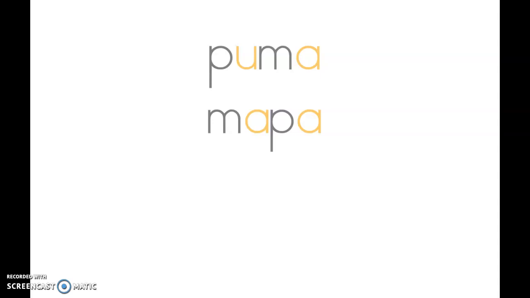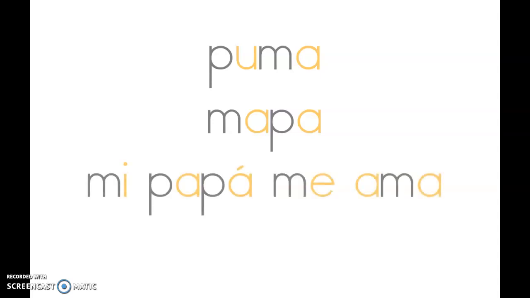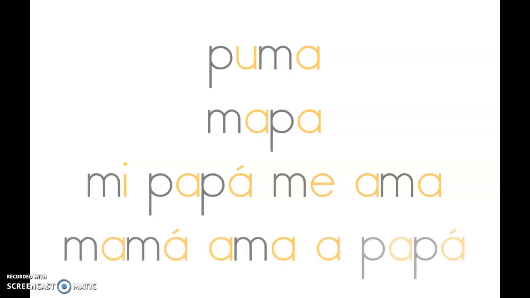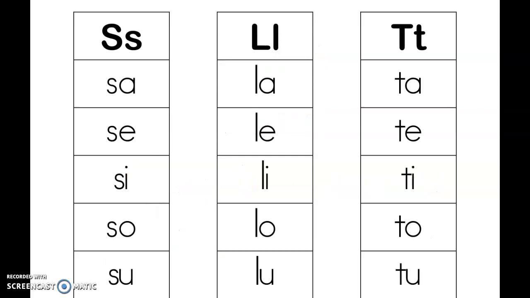Okay, try this sentence. Okay, that is mi papá me ama. Mi papá me ama. My dad loves me. Okay, this one is mamá ama a papá, which is mom loves dad. Okay, let's continue quickly because we've already spent nearly 6 minutes.